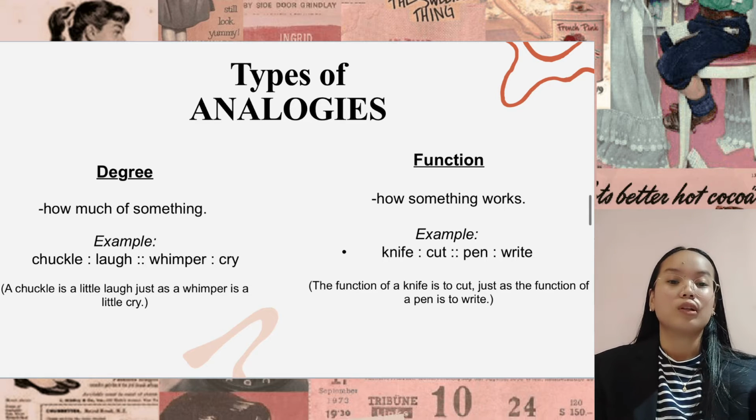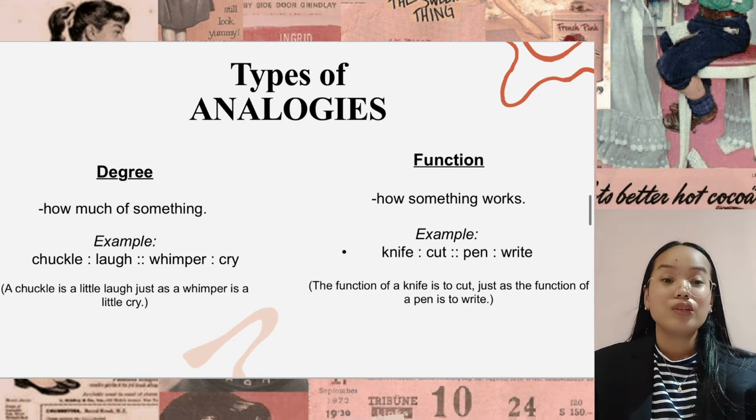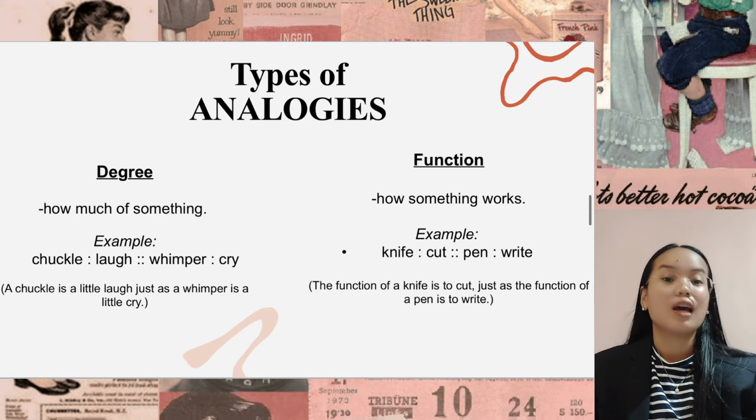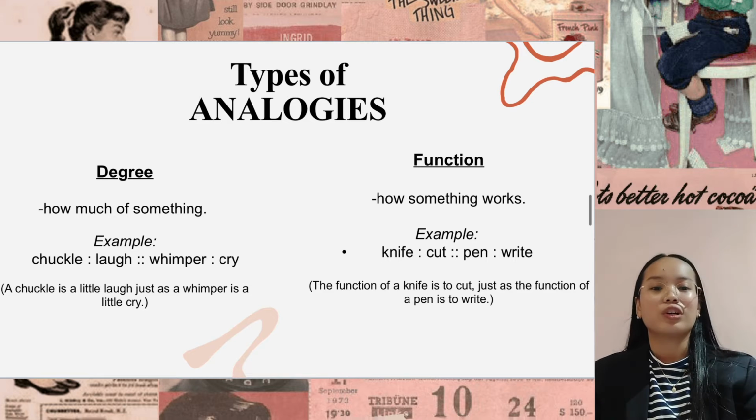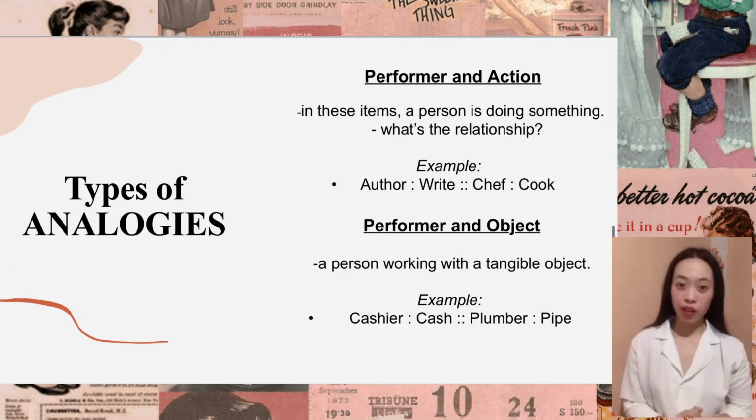For example, knife is to cut and pen is to write. As we know, knife is used for cutting and pen functions for writing. This is already a self-explanatory type of analogy. So next, performer and action.